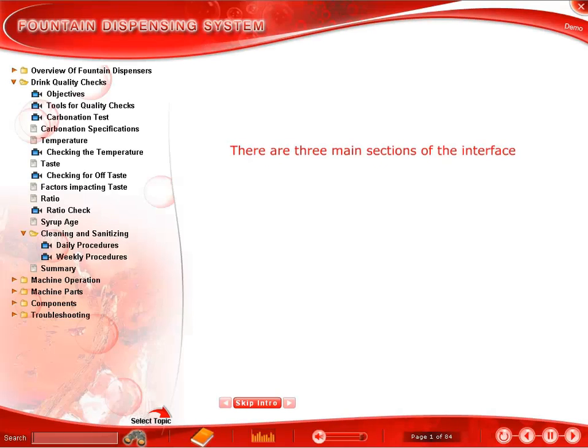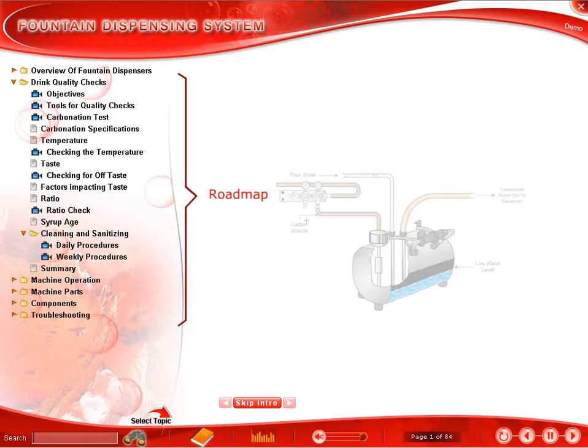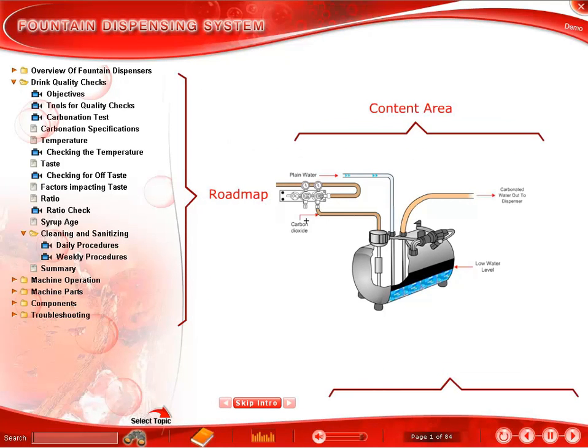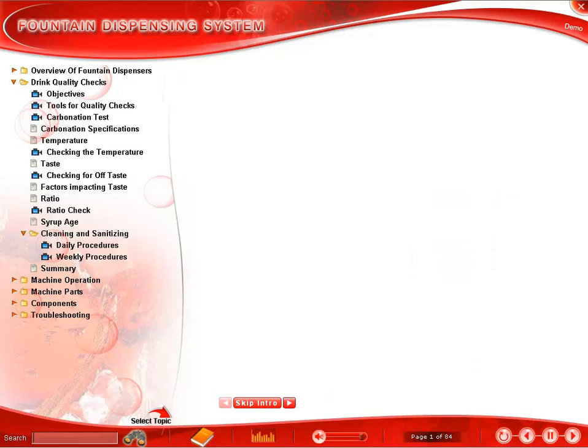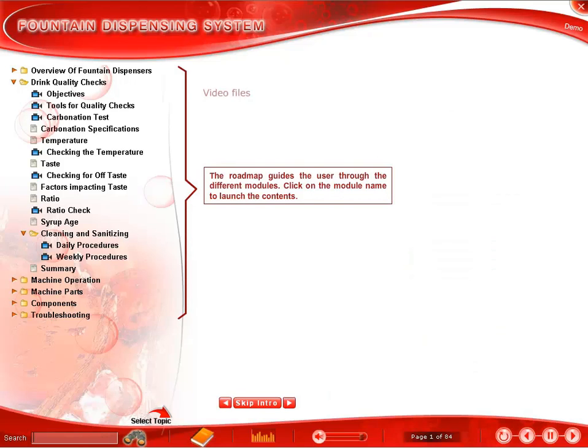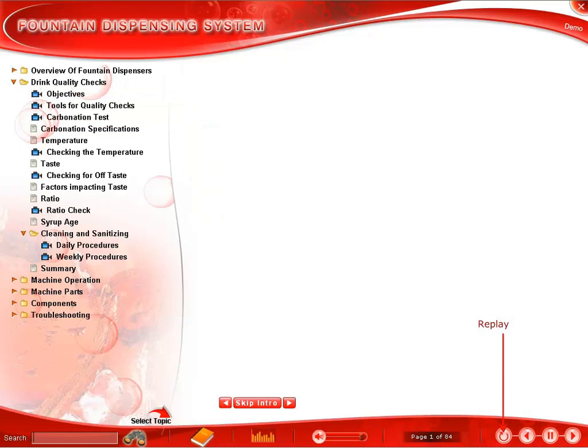There are three main sections of the interface, namely Roadmap, Content Area and Navigation Bar. Roadmap. The roadmap guides the user through the different modules. Click on the module name to launch the contents. The navigation bar provides lights level controls.